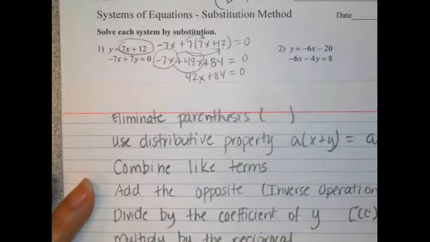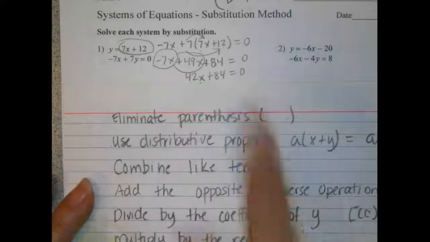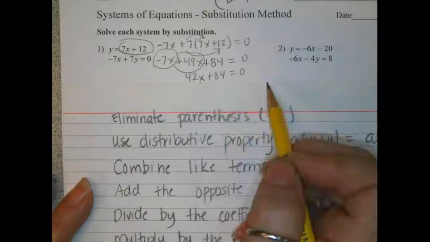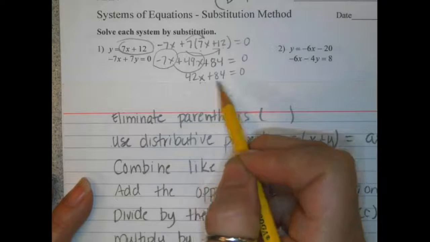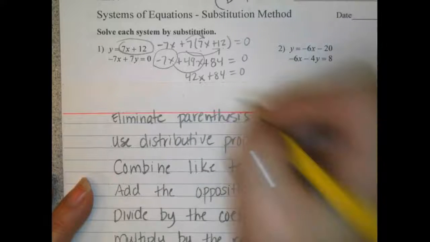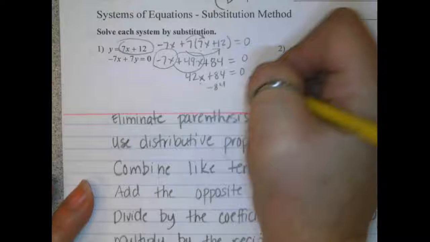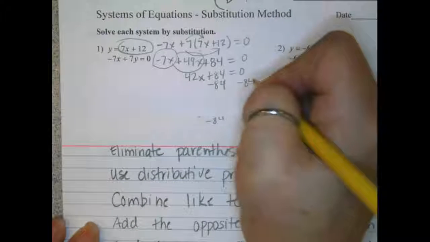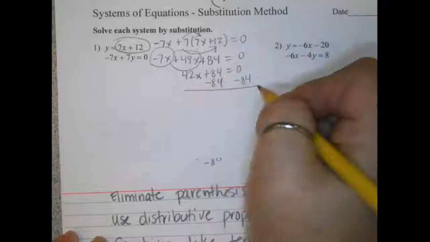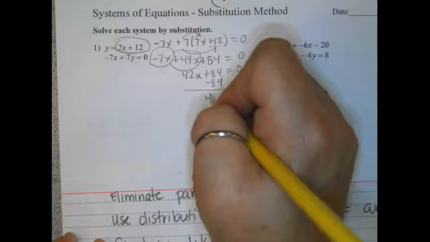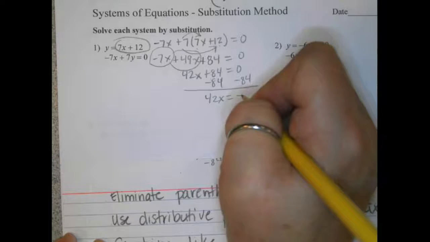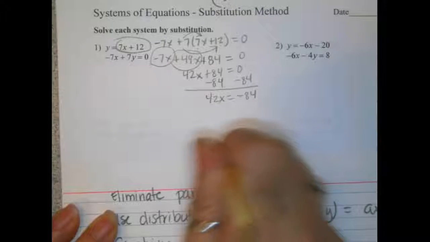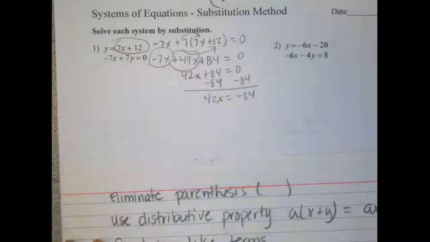All right, so now I really want x by itself, so I'm going to try and solve that by adding the opposite because I need to move this over. So what is the opposite of 84? I'm going to subtract 84 from both sides. And that again is going to give me a new equation which says 42x is equal to negative 84. Make sure you bring down that negative. That negative is super important. And we're still just watching this time.